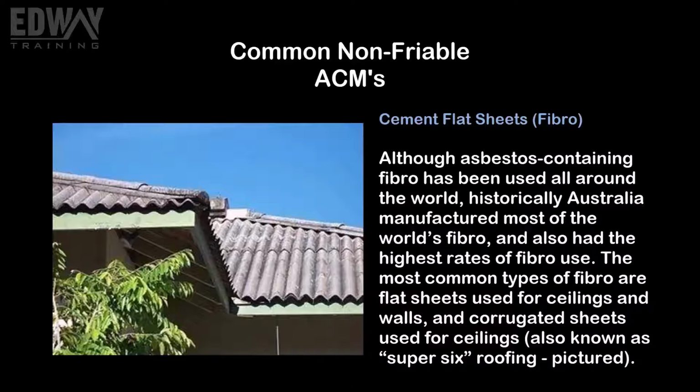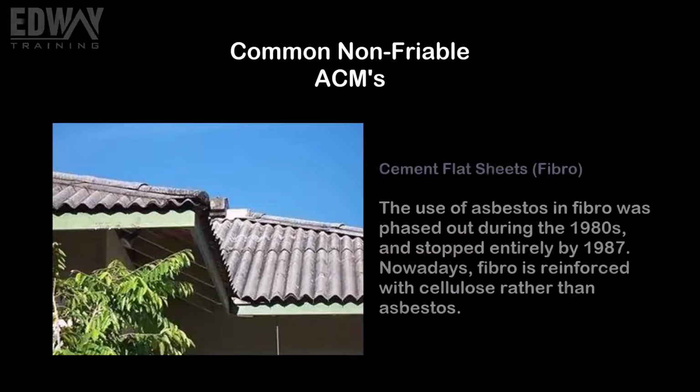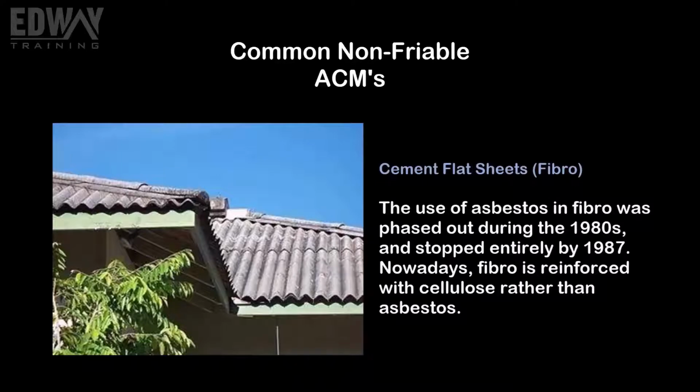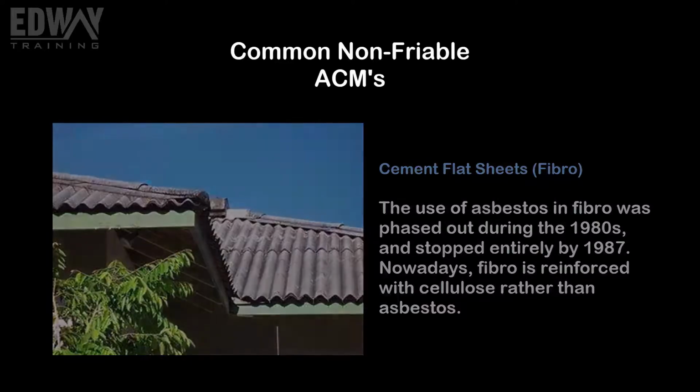The most common types of fibro are flat sheets used for ceilings and walls, and corrugated sheets used for ceilings, also known as Super 6 roofing, as pictured. The use of asbestos in fibro was phased out during the 1980s and stopped entirely by 1987. Nowadays, fibro is reinforced with cellulose rather than asbestos.